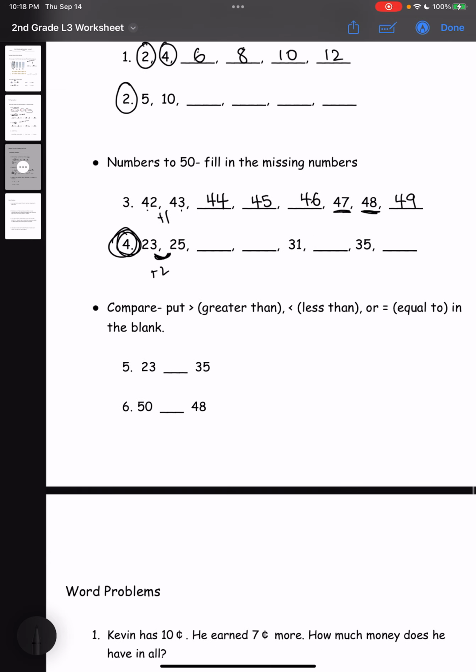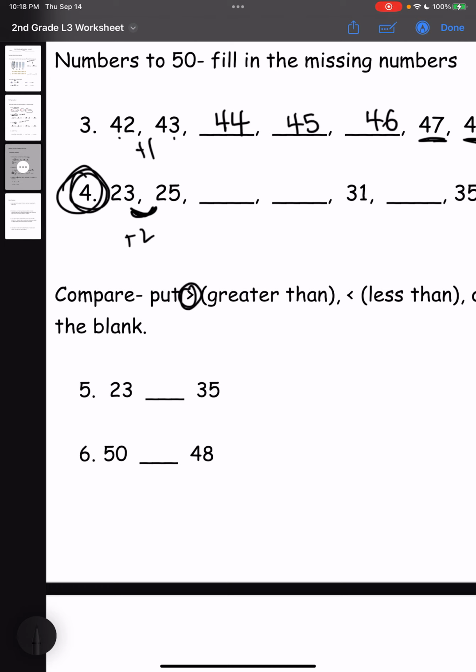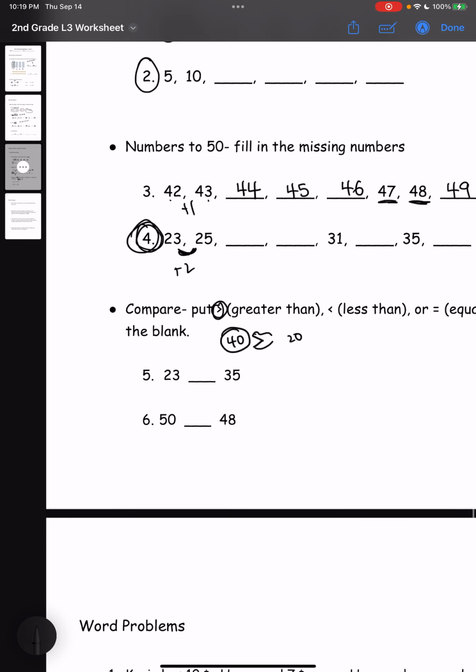So let's move on to the next one. Compare, put the greater than, or remember, greater than, less than, or equal is the alligator. So think of it as the alligator wants to eat the larger side, right? So if this is 40, this side is 20, the alligator wants to eat 40 rather than 20.